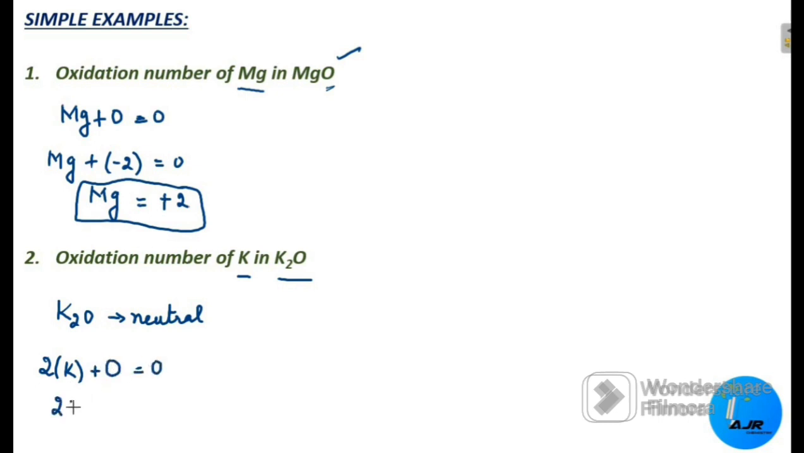So 2K plus, what is the oxidation state of O? It is minus 2. Oxidation number is minus 2, equal to 0. Okay. So 2K is equal to plus 2. Then K is equal to plus 1, is it not? So the oxidation state of K in K2O is plus 1. Understood, students? Next we shall see the medium level.